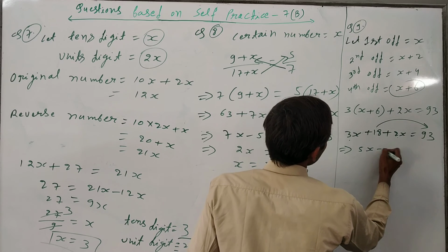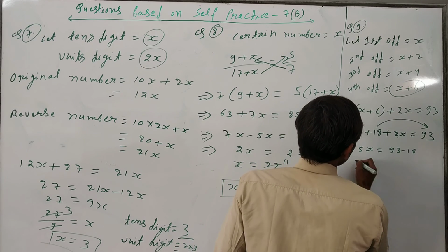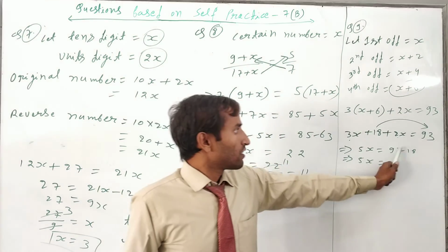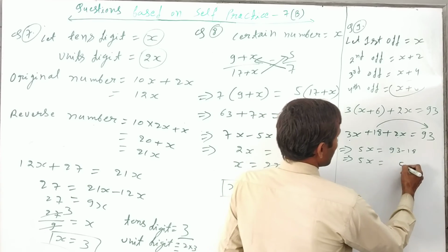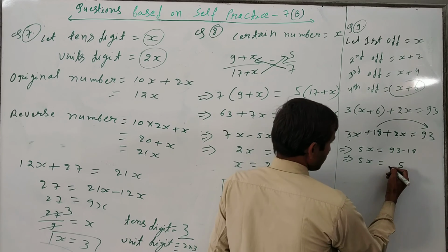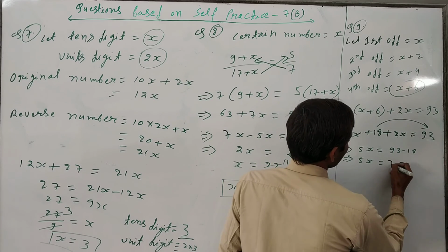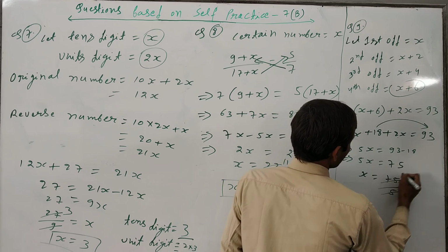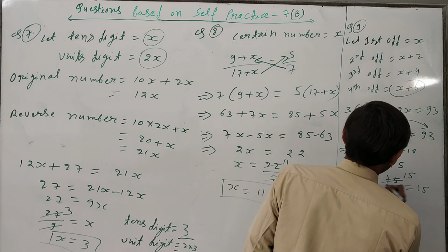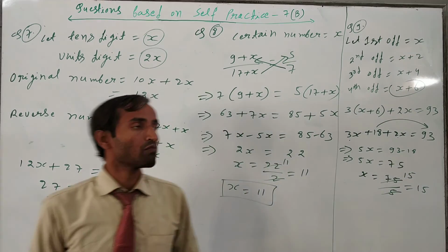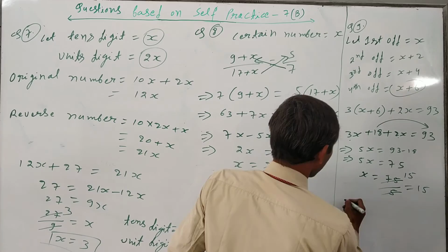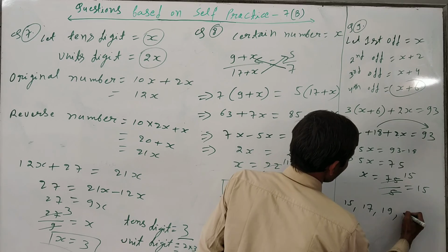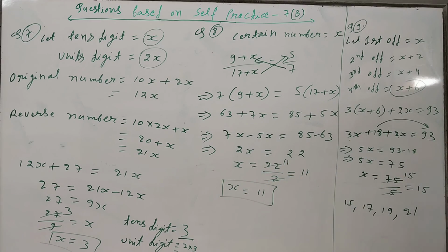Now this 18 will transfer that side, then we have to add the x terms. So 5x is equal to 93 minus 18. So how much will come? 5x is equal to 75. Now if 5 will divide 75, it will come 15. So required first integer, means first odd number, will be 15. So second number will be 17, and then third will be 19, and then fourth will be 21.